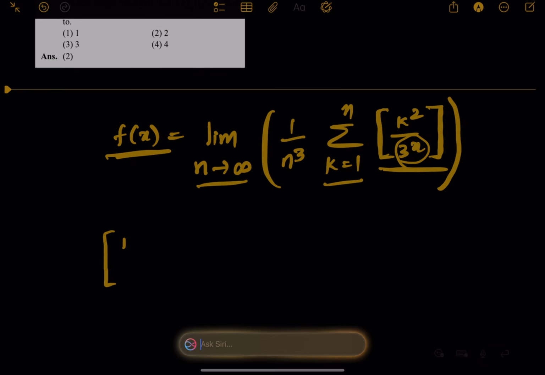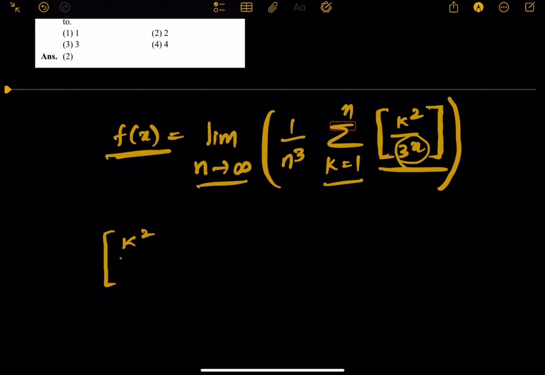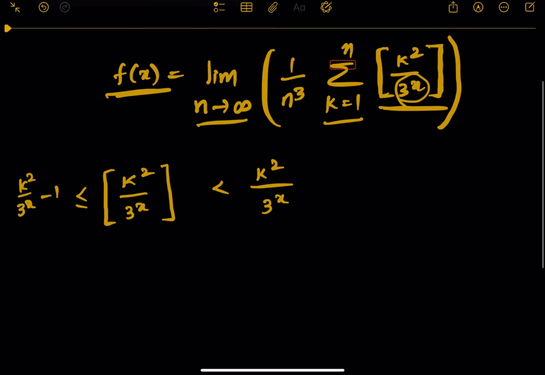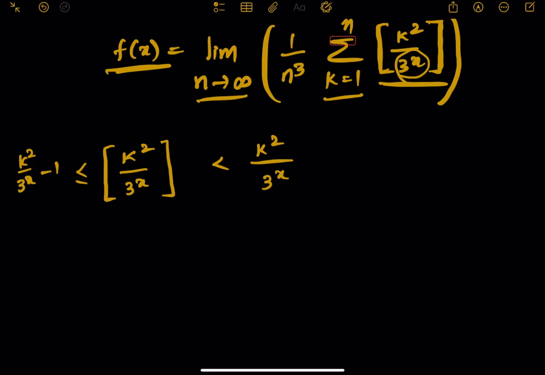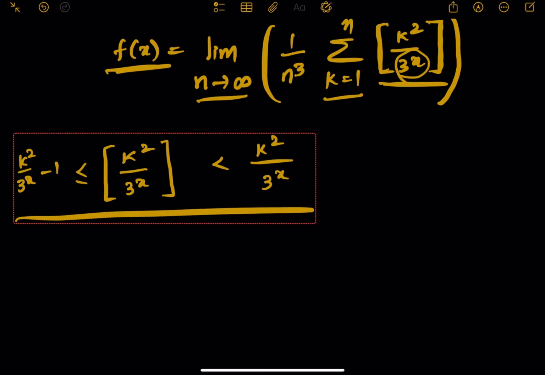Okay, now let us take this term and worry about that term first. So k square upon 3 power x integral part. So this is less than k square upon 3 power x less than or equal to k square upon 3 power x minus 1. All right, yes or no? So this is the thing that we have. Now this is the inequality, so this is the definition of greatest integer part function.